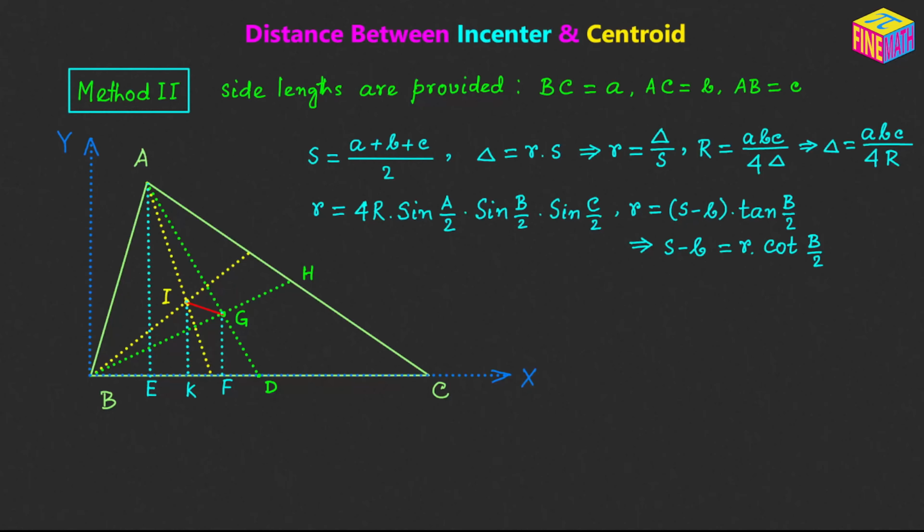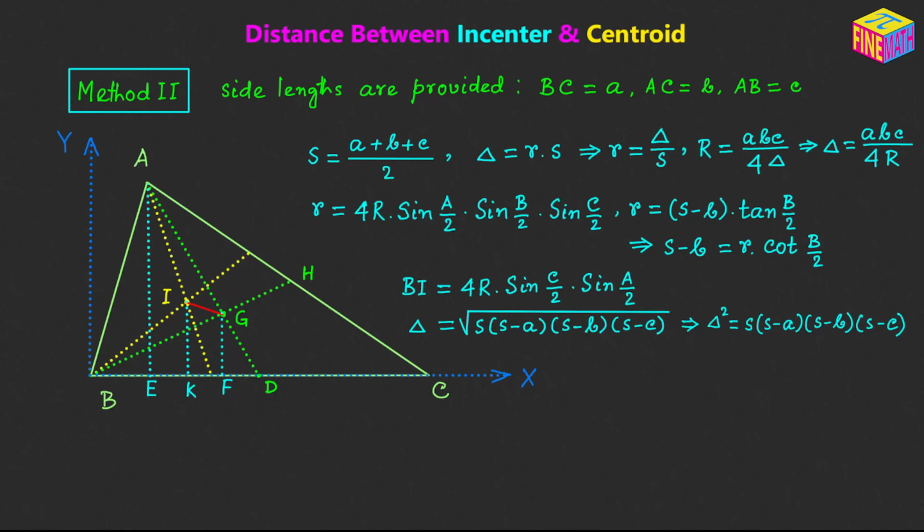Next, we are going to use the formula for the distance of the incenter from the vertices. In this case, we are going to use the formula for BI, and BI can be written like this: 4 times the circumradius times sine of half of C times sine of half of A. And also we are going to use Heron's formula for the area of the triangle, which kind of looks like this. And from here we can say delta squared is equal to s times s minus a times s minus b times s minus c.